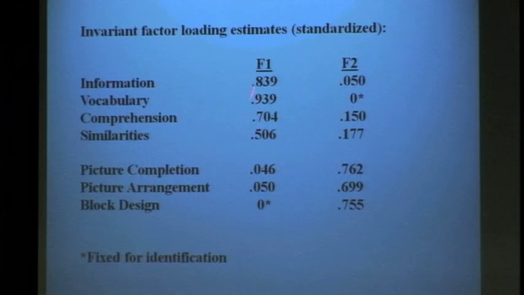So these are pretty well identified with their respective factors. I mean, these three are pretty much loading together on one factor, and these four as well. But there's small secondary, and similarities is the one that has the biggest secondary loading here at 0.17. And these are standardized loadings.